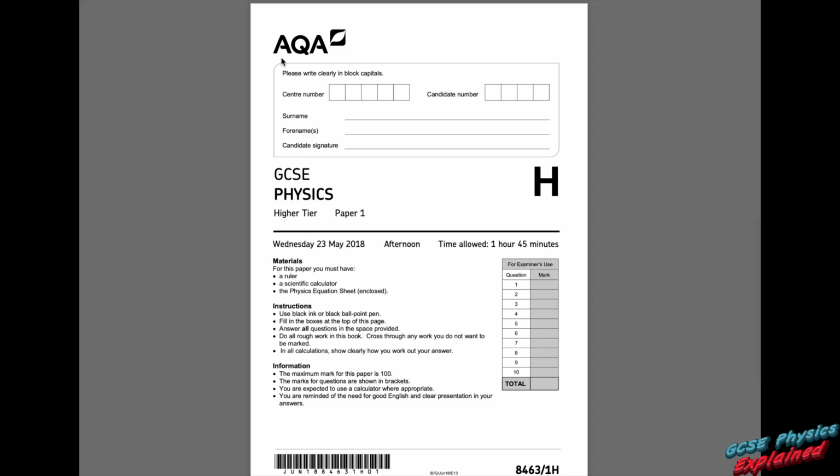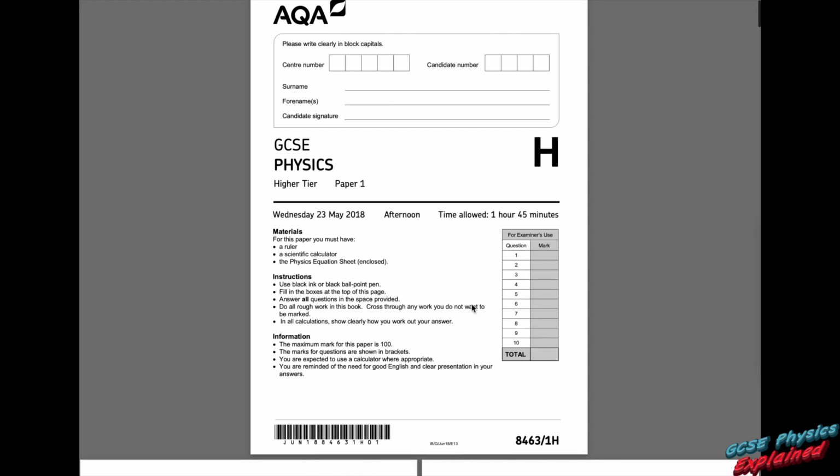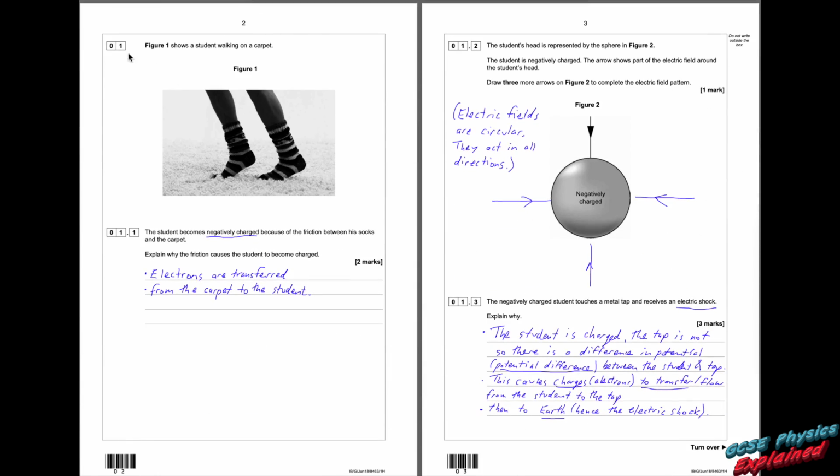Right, I'm going to go over an AQA past paper. It's for triple science, single physics. You can tell because it's 1 hour and 45 minutes. It's a higher tier, paper 1, and it's from Wednesday the 23rd of May 2018. 100 marks in total. Question 1.